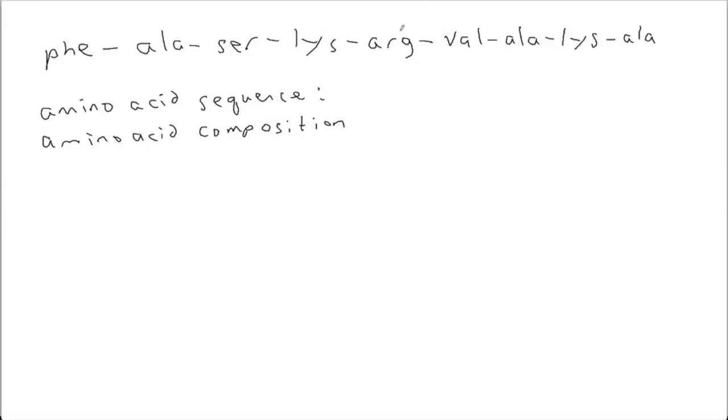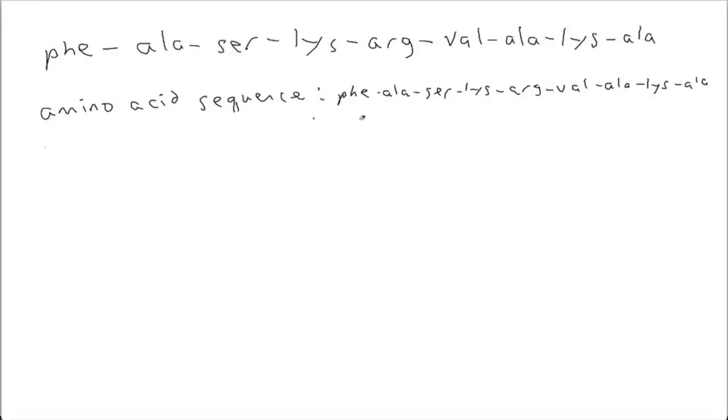What is the amino acid sequence of this peptide? Well, the sequence just is the primary structure. So the sequence is just what we already had written down. Which terminus is the phenylalanine? The phenylalanine is the N-terminus. And who's the C-terminus? Alanine. How do you know? Well, we just have memorized that the convention is that sequence is written from N-terminus to C-terminus.